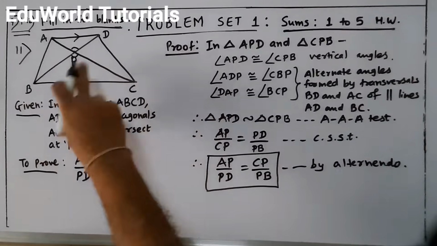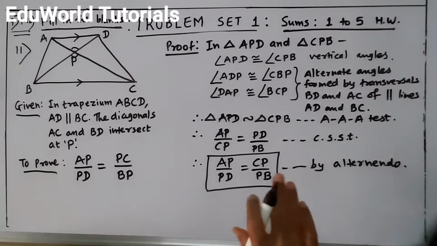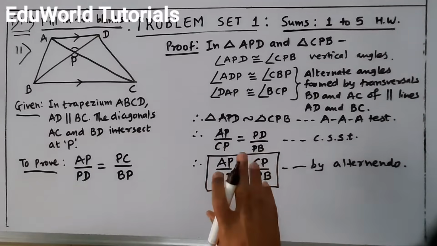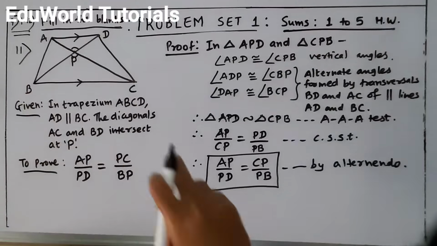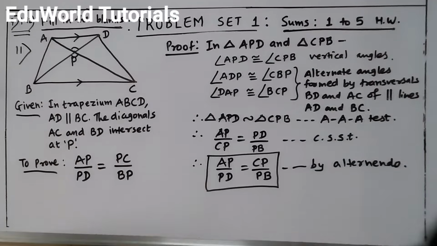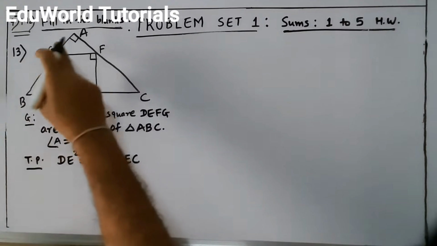This is the 11th sum of problem set 1, and now we will solve the last sum of the problem set, sum number 13. So the entire problem set will be solved with these sums 1 to 5 and 9, and 12 sums left with you to be solved. So now sum number, dear students, sum number 13 it is.